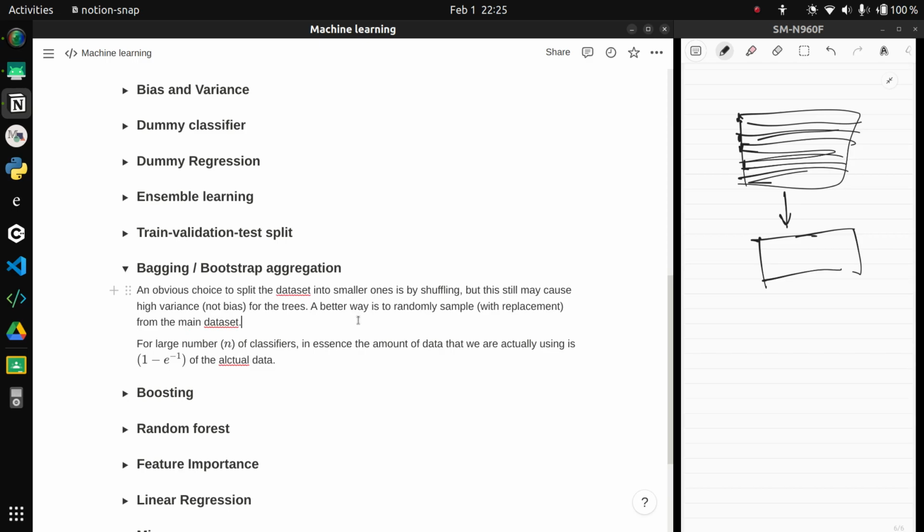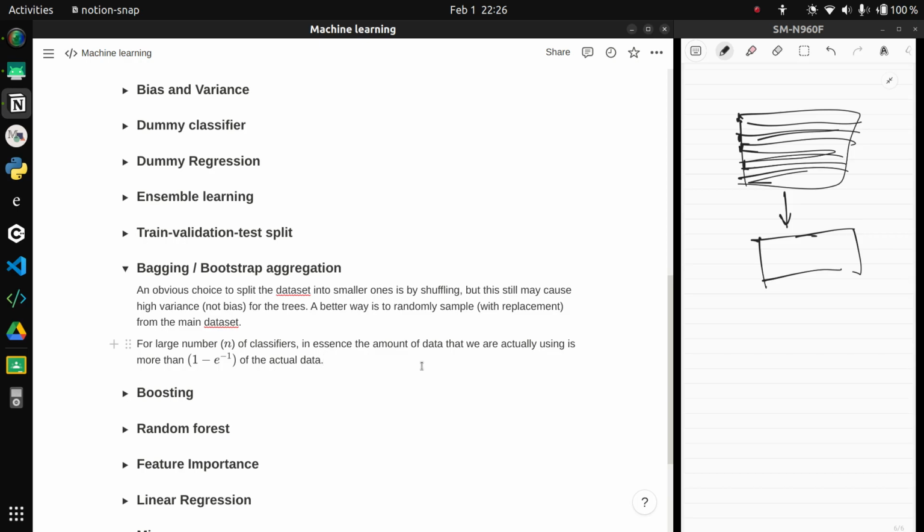So next, for a large number of classifiers, in a sense the amount of data that we are actually using is more than that, right? So it's pretty obvious that the more of these small data sets that you create, the more of the original data set is used, right?